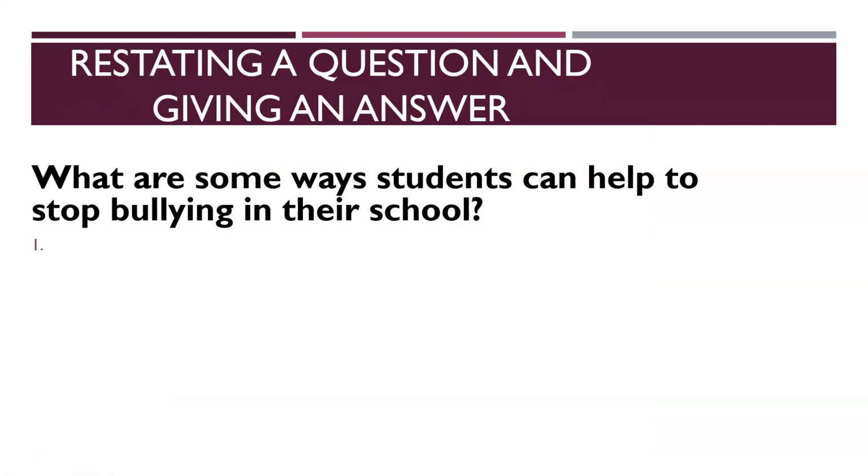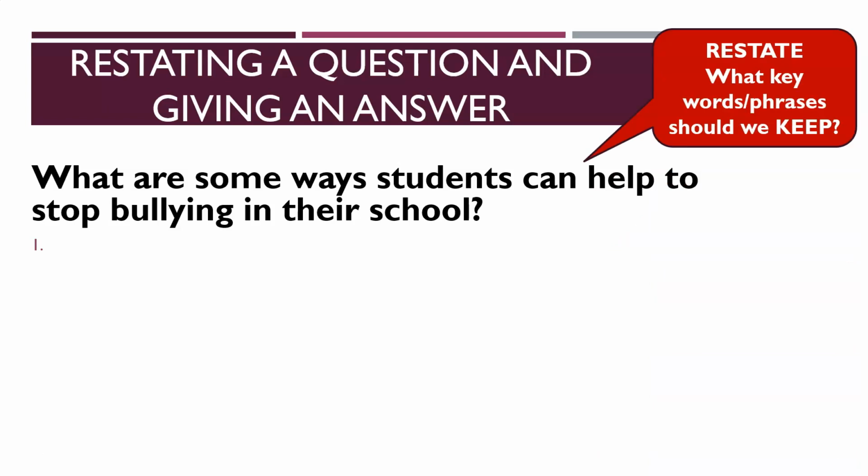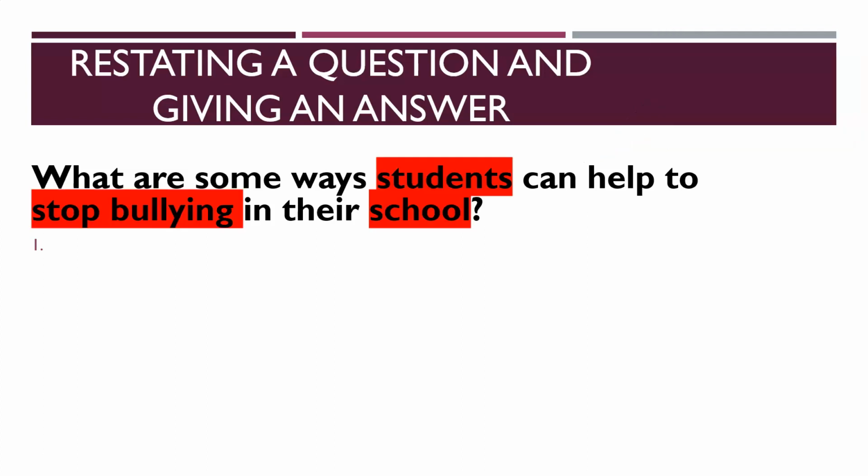So let's go over an example we've done before. And this is about restating your question. A question could be, what are some ways students can help to stop bullying in their school? And the first thing you need to do in order to rephrase that into an answer is to find the key words or phrases that we're going to include in our answer. Words like to and in and are not important. Major movement verbs, major nouns, those are the things we want to look for.